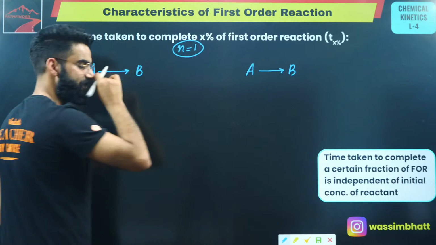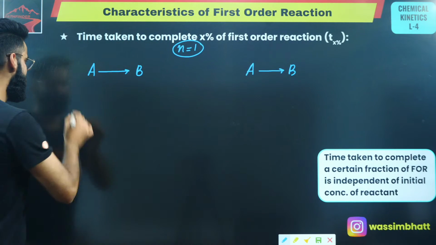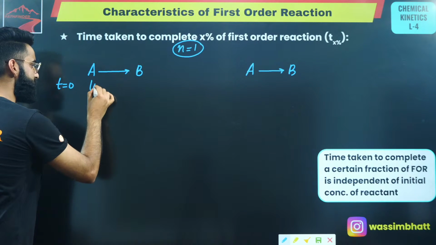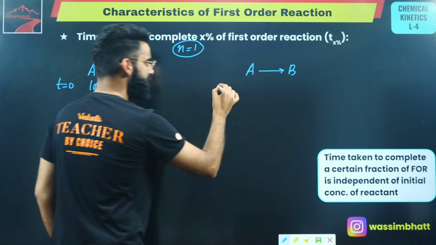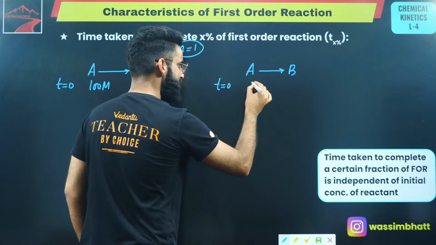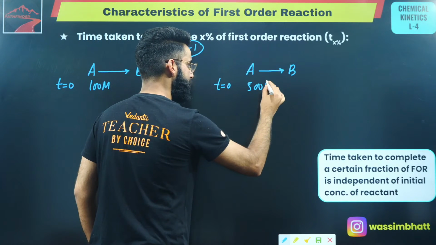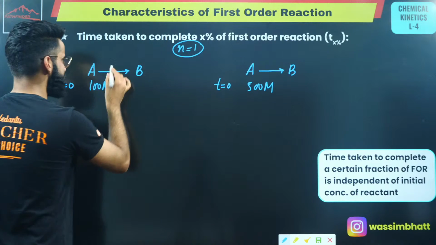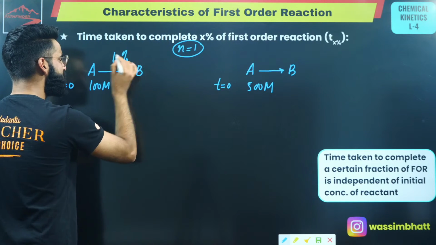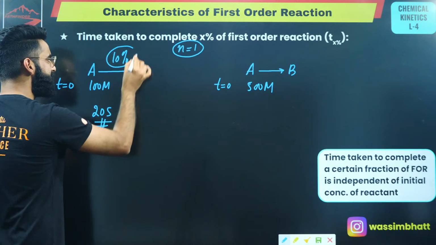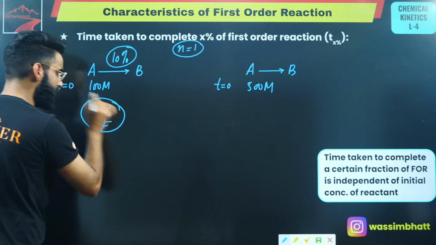The order of reaction. First, it's a first order reaction, right? Let's say at time t is equal to 0, the concentration of reactant is 100 molar. In another case, at time t is equal to 0, the concentration of reactant is, for example, 500 molar. Let's assume 10% of this reaction is getting completed in 20 seconds.